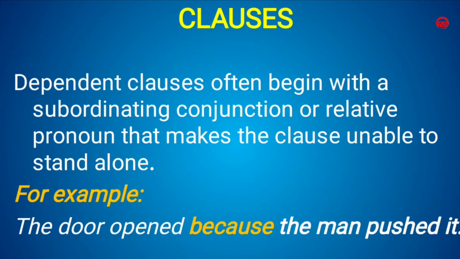Here I have given you an example. The door opened, it is an independent clause. The man pushed it, it is a dependent clause. Even though the man pushed it has the subject and verb, it won't stand alone, but it gives a complete meaning. But it won't stand alone. To combine these two clauses, we use a subordinating conjunction: the door opened because the man pushed it.